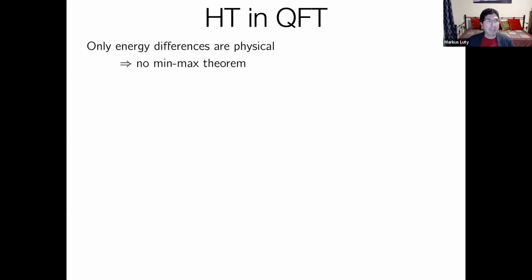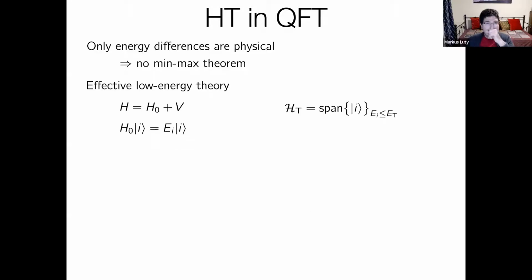So now what I want to talk about is applying this very simple idea to quantum field theory, okay? Let me comment very quickly on some of the important differences between quantum mechanics and quantum field theory for this. First thing is that in quantum field theory, there is no absolute zero of the ground state energy, only energy differences are physical, so we don't really have a min-max theorem for the energy differences, unfortunately.